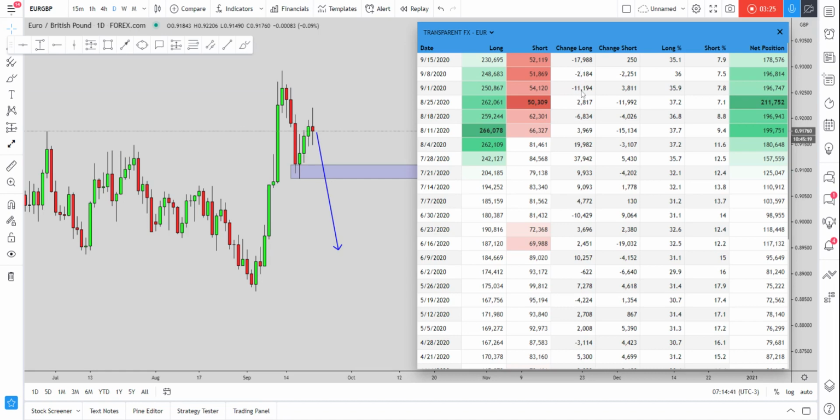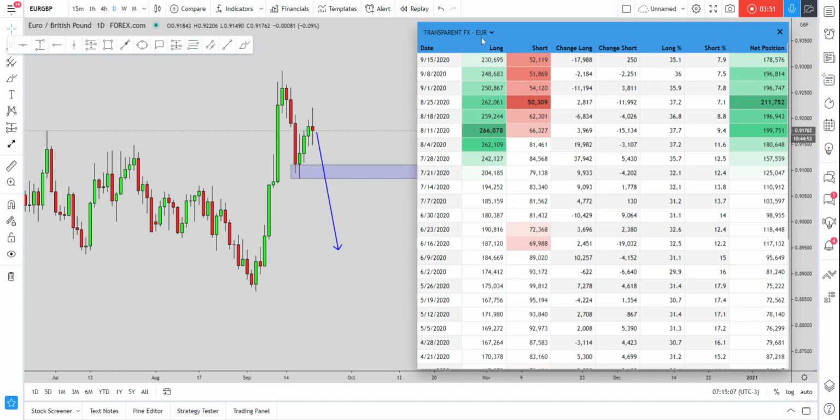First, they closed 11k long positions, then again they closed 2.1k long positions, and then again they closed another 17k long positions. And with the last report, they have also added 250 shorts. So the net positions clearly went from 211k to 178k. So definitely net positions are decreasing, the euro is getting weaker.